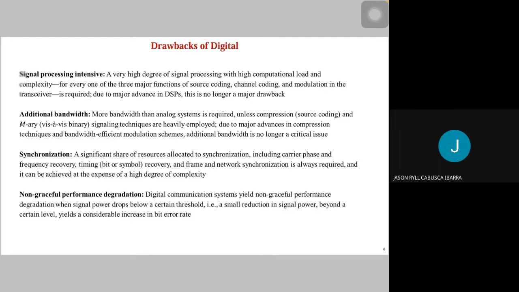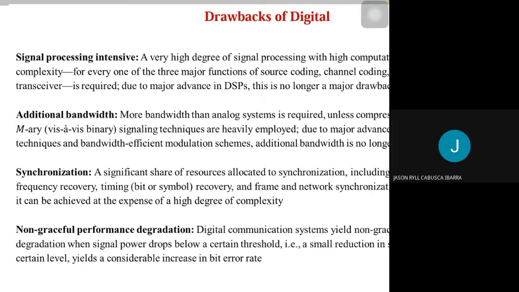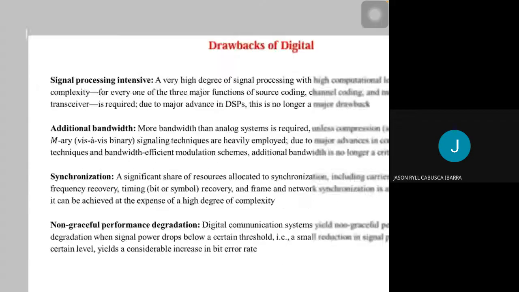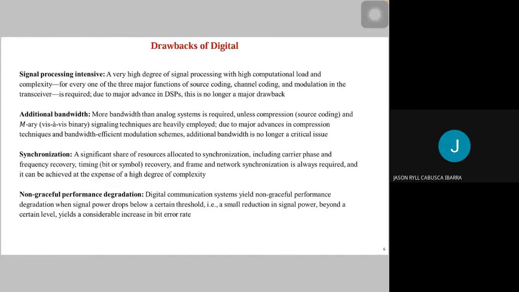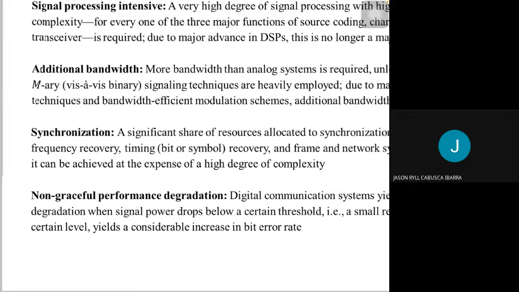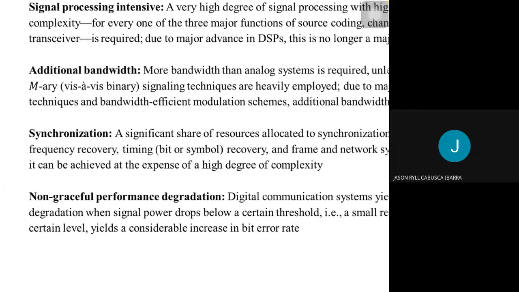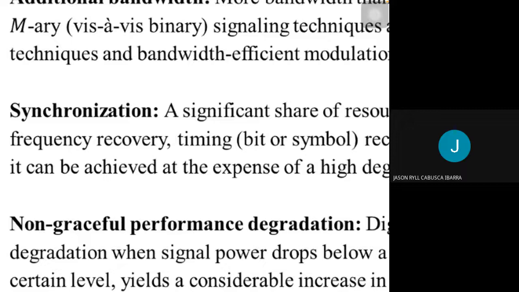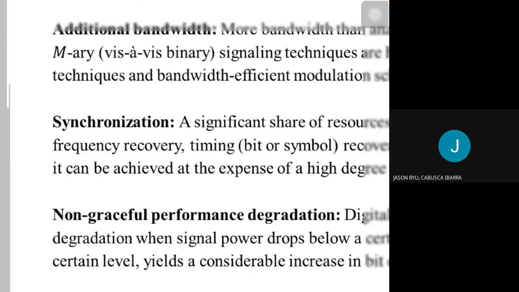So of course, digital systems require additional bandwidth, no? More bandwidth than analog systems. But again, this is no longer a critical issue because of more efficient modulation techniques or sampling techniques. Synchronization, no? Mas added nga complexity because of synchronization. Wala may synchronization ang analog system. But again, this is a non-issue because essential man ang synchronization as we've learned earlier.